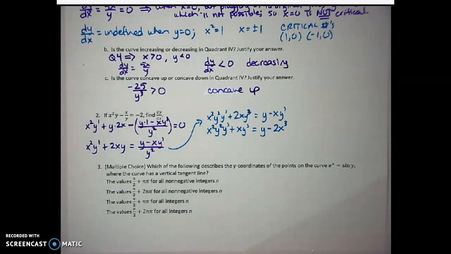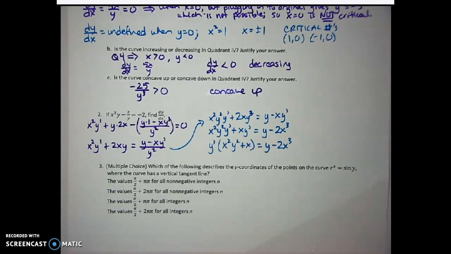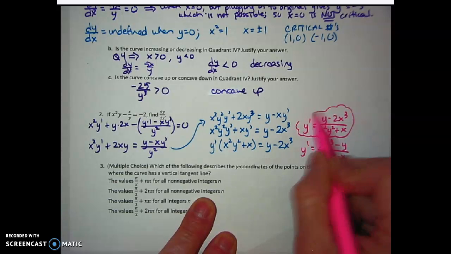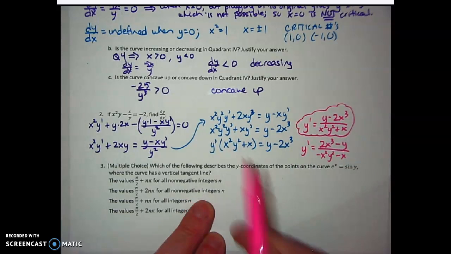Again, bringing all the y primes to the left and everything without a y prime to the right. Now on the left, I'm going to factor out my y prime. And now in my last step, I just need to divide to get my y prime by itself. So solving it the way I solved it, you would have gotten that answer.